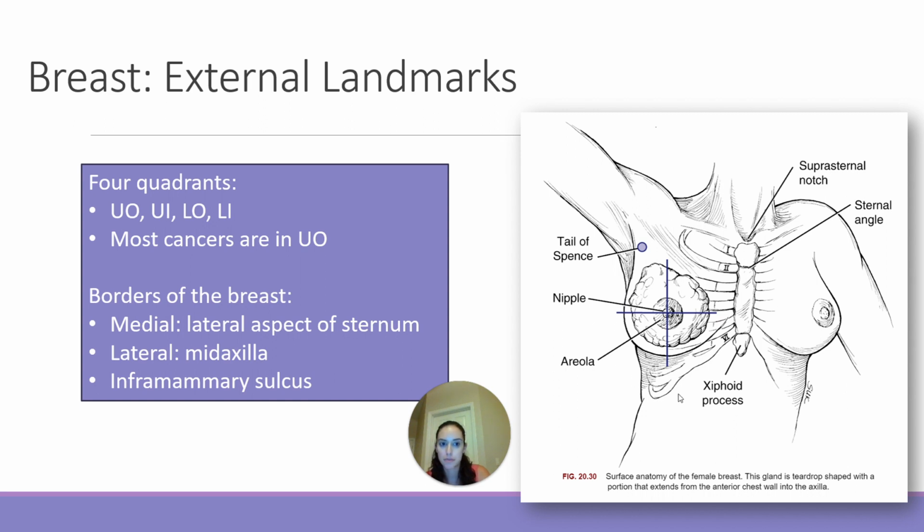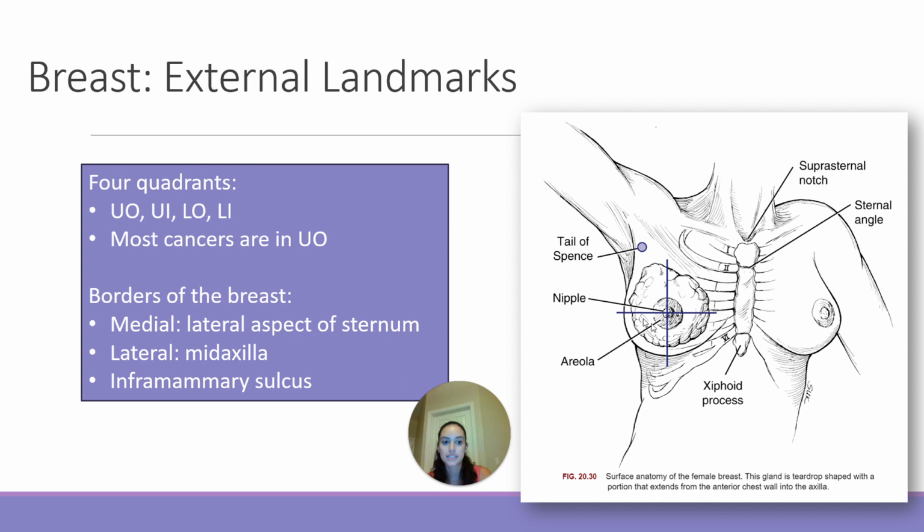Other landmarks of the breast. The tail of Spence is this fold that you can see coming down from the axilla laterally. That is known as the tail of Spence. The nipple is the small area in the middle, which is very easy to see on a breast. The areola is the darkened area around the nipple, and it actually changes based on hormones. So if you're pregnant and things like that, the areola will change in size and in color.